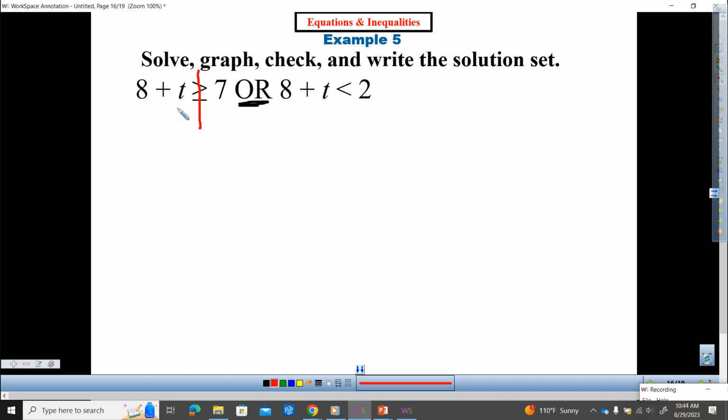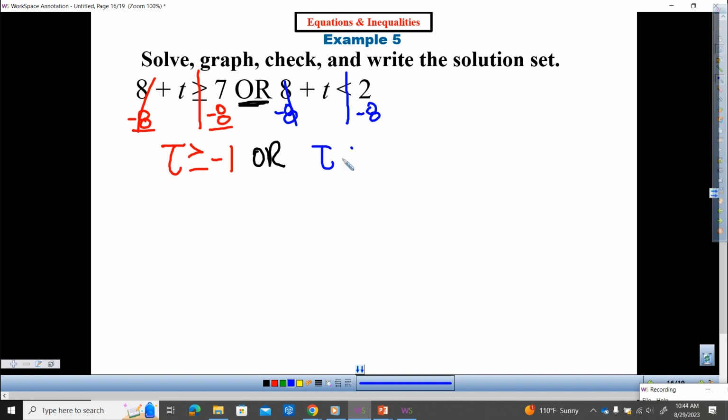What do I do to solve for t, everyone? Minus 8. We're left with t greater than or equal to negative 1. Bring down the word or. I'm going to go to the right side. Line down the inequality symbol. I'm using blue. To solve for t, what do I do? Subtract 8. We're left with t less than negative 6. Let's graph that.